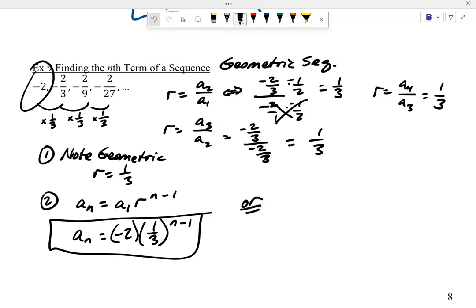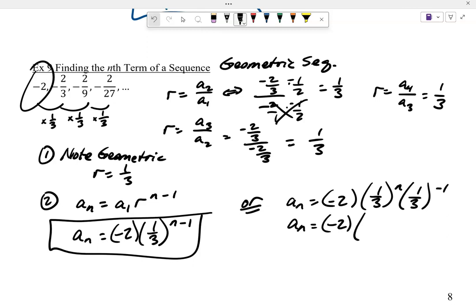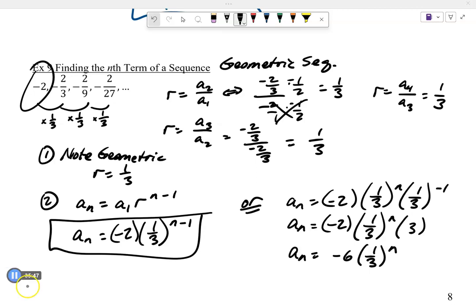You could clean that up if you wanted to a little bit. That's the same as 1/3 to the n, times 1/3 to the -1. So that's 3/1 to the 1, or -6 times 1/3 to the n. Either of those are fine for the explicit formula.